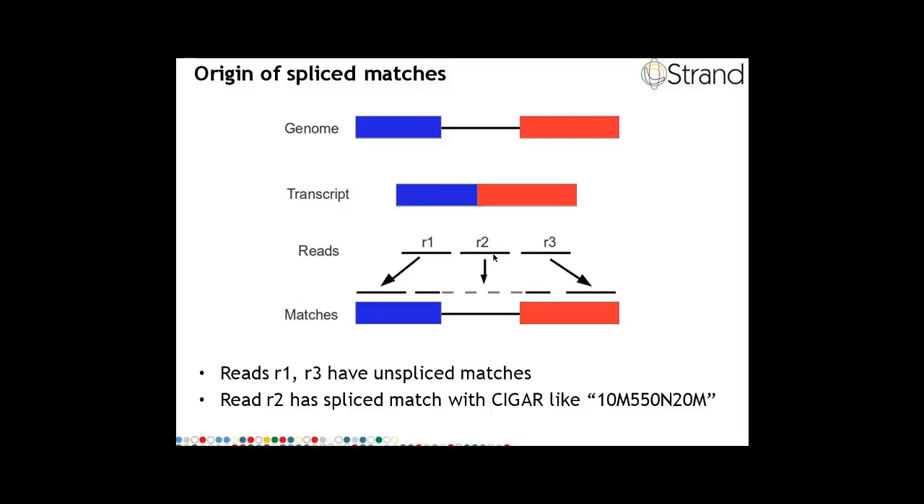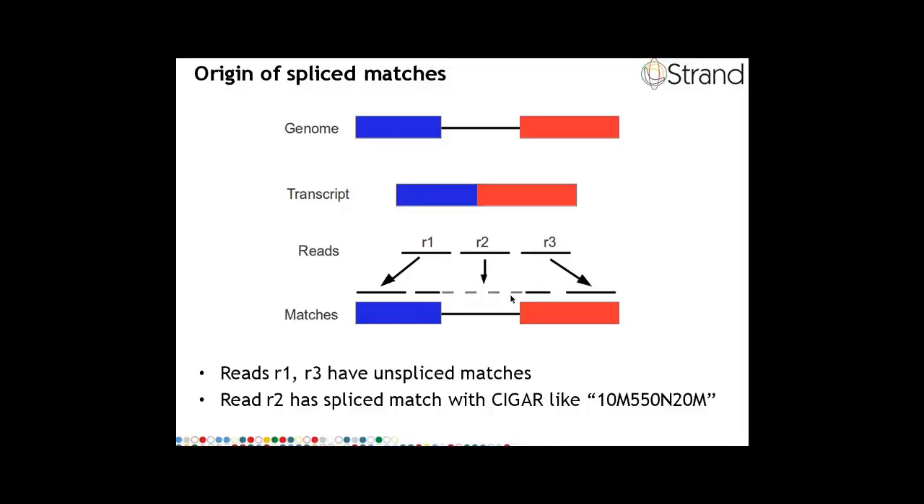So when we align these reads against the genome, R1 will have a contiguous match against the genome, it's a single match. Similarly, R3 also has a single match against the genome, but R2, the first part of R2 aligns to one genomic location, and the second part of R2 aligns to a second genomic location. So this is what we call a spliced read, and the 2 different parts are connected by a dotted line in this particular picture.